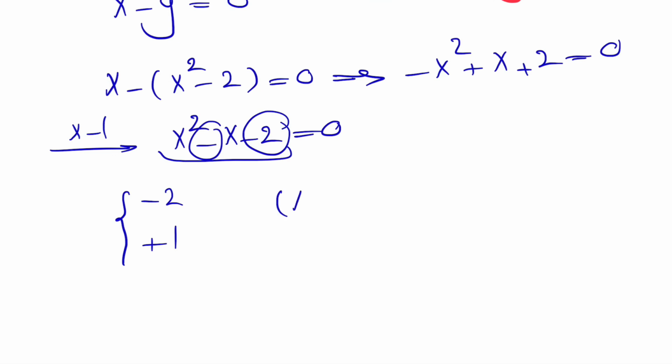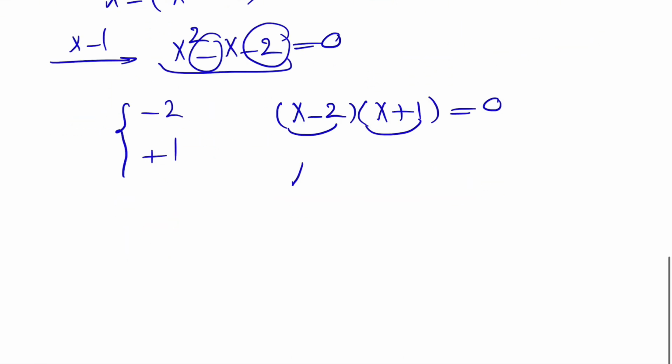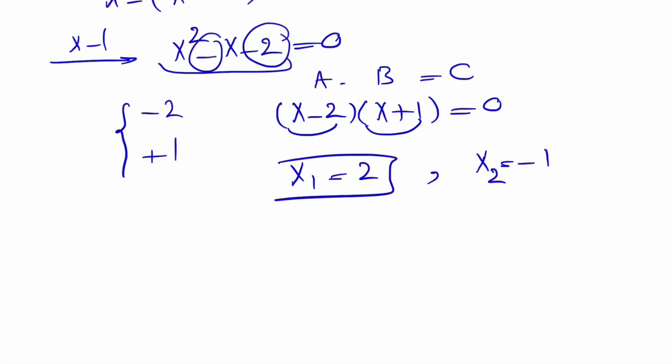So our equation can be written as x minus 2 times x plus 1 is equal to 0, and we can find two roots in here. The first one will be 2, and the second one is minus 1. So basically, again, we have that a times b equal to 0, a is equal to 0 or b is equal to 0, as we discussed in the previous step, and we get two answers in here for now.